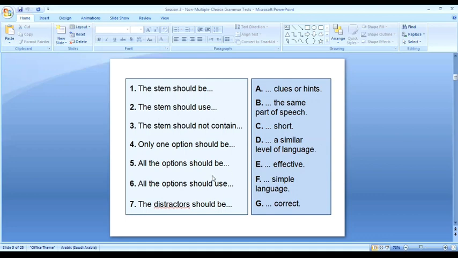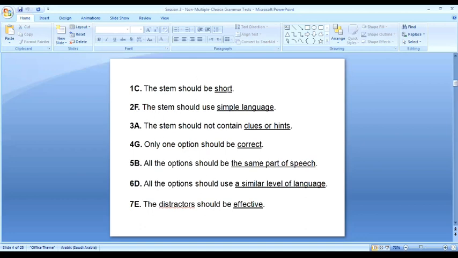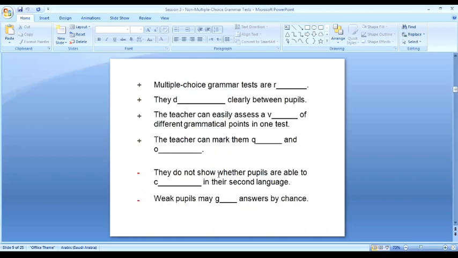So let us see the answers. The stem should be short. The stem should use simple language. The stem should not contain clues or hints. Only one option should be correct. All the options should be the same part of speech. All the options should use a similar level of language. Distractors should be effective. So this is what makes a good multiple choice grammar test. I think this is the revision.